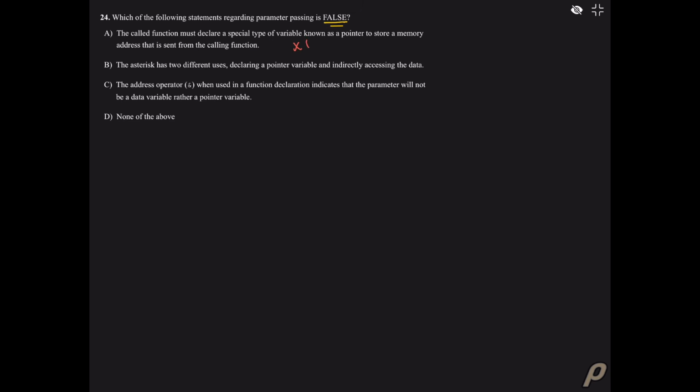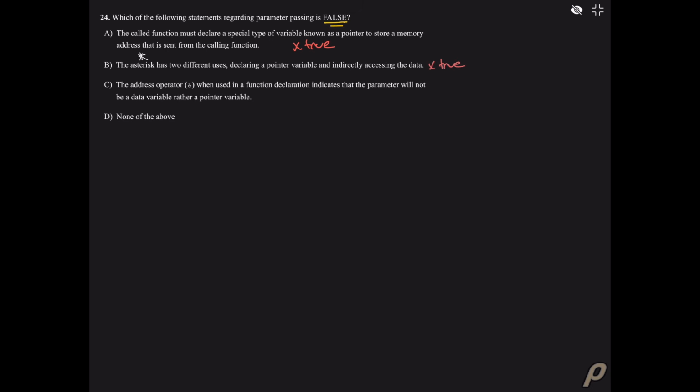We do know that this is actually going to be true. So B, the asterisk, which is this fun little symbol, has two different uses: declaring a pointer variable and indirectly accessing the data. And so this is true. This is true. So what does this mean?